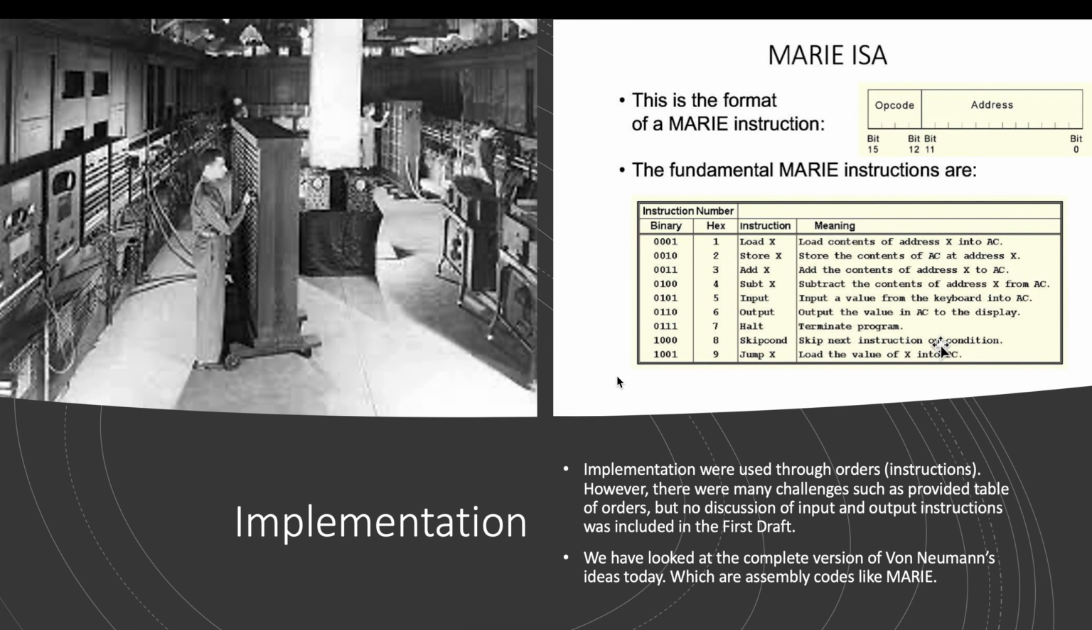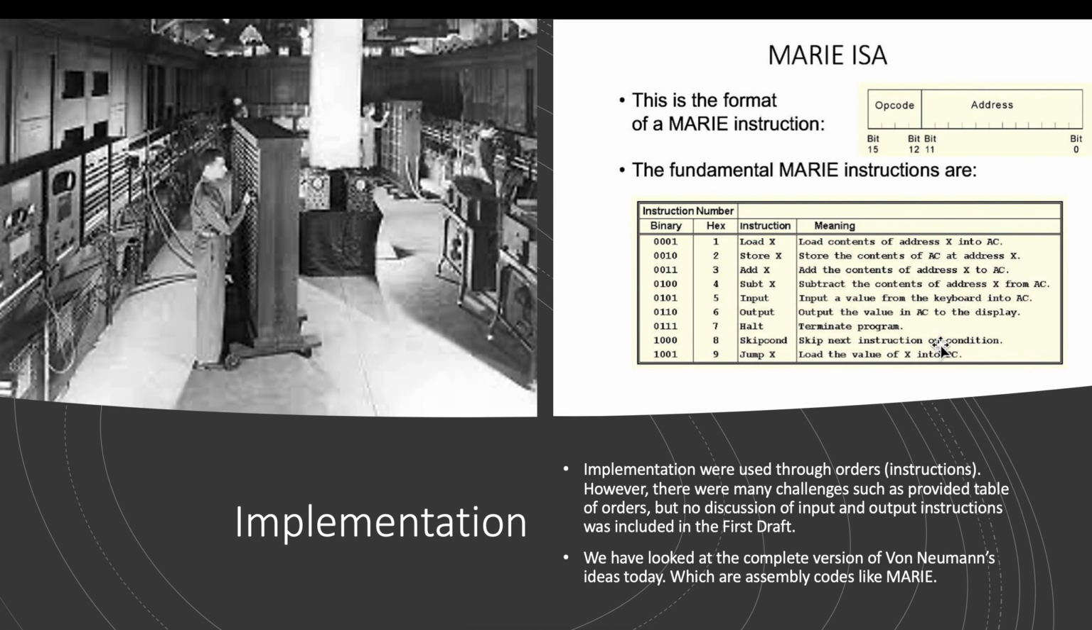But if we look at implementations, they were used through orders, just instructions like we learned in class. However, there were many challenges. In the provided table of orders, there was no discussion of input and output instructions included in the first draft. So they didn't really know what to do with input and output, but they did have very complex orders of instructions. Today we have looked at the completed version of von Neumann's ideas, which are complete assembly codes like MARIE.